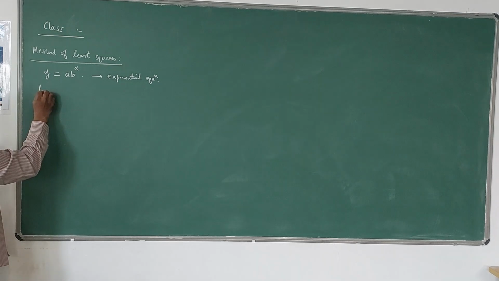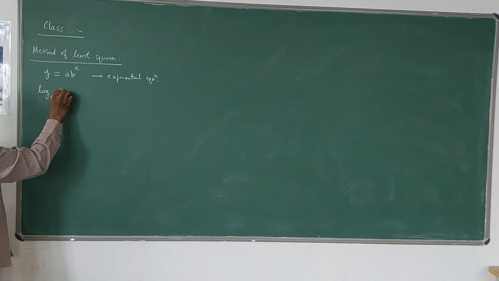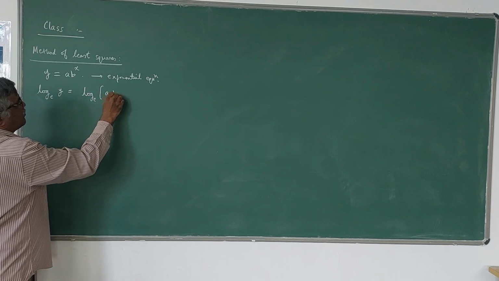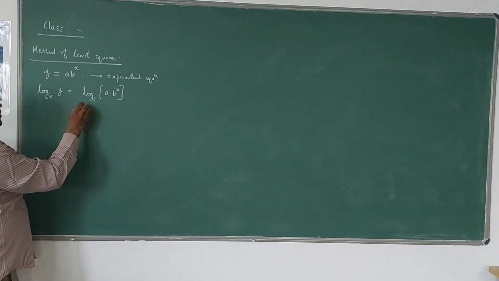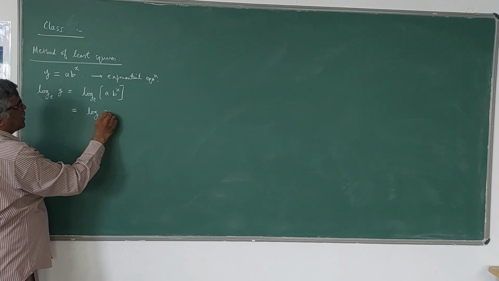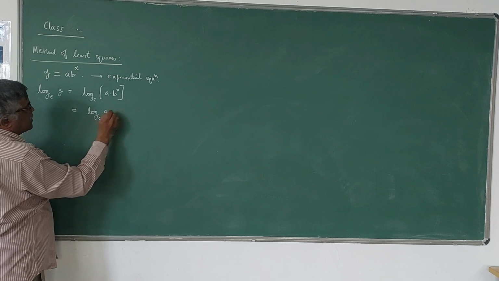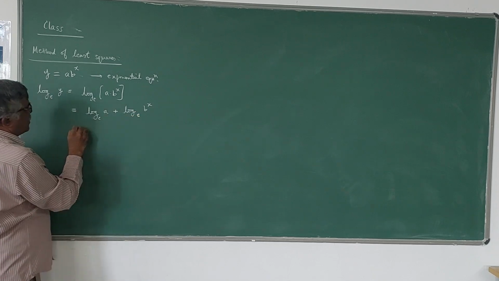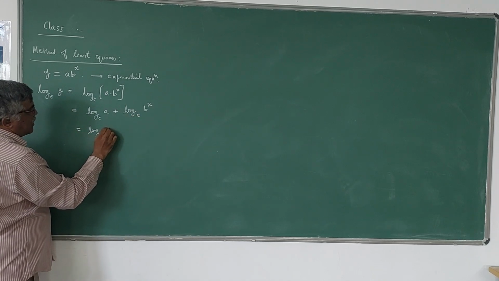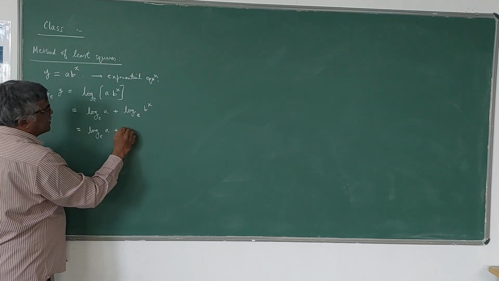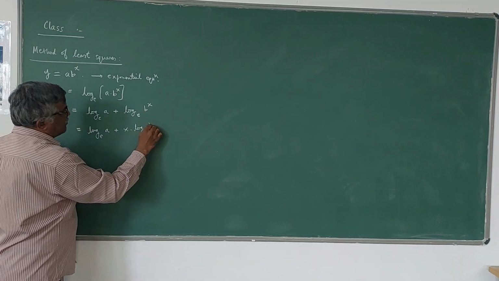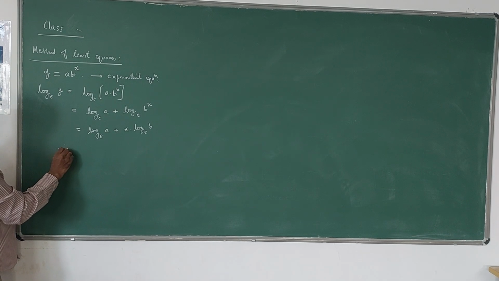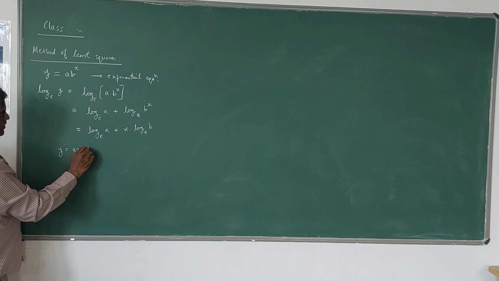If you take log from both sides to the base e, log y to the base e is equal to log to the base e of a into b power x. So this can be written like this: log a to the base e plus log b power x to the base e. Or in other words, it is log a to the base e plus x into log b to the base e. Now you can see that this is similar to the equation y is equal to a plus bx.